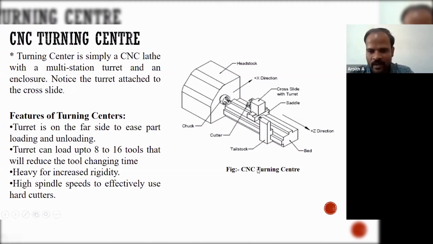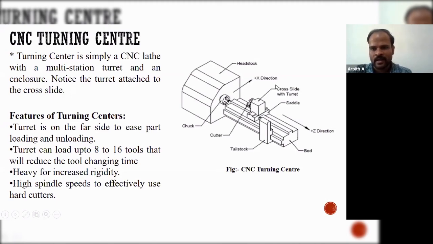If you see this diagram of the CNC center, this is the headstock. We know this, and we have studied what a lathe is. The main component of a lathe is the headstock. On the headstock you are going to have the chuck. Remember, in a conventional lathe you have a dead center, but here we don't have a dead center. The dead center is replaced by the turret.